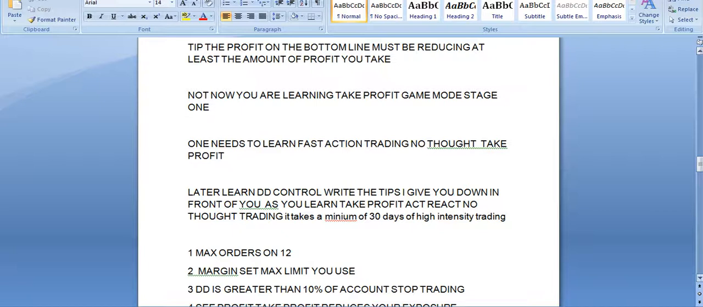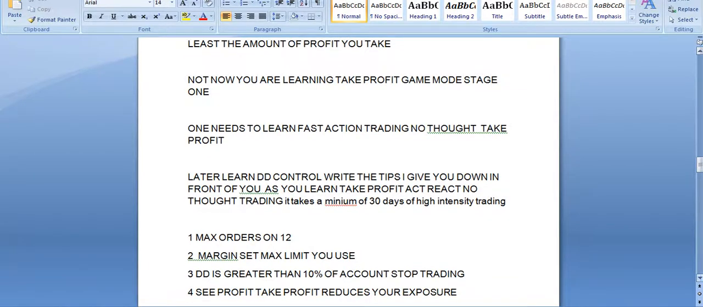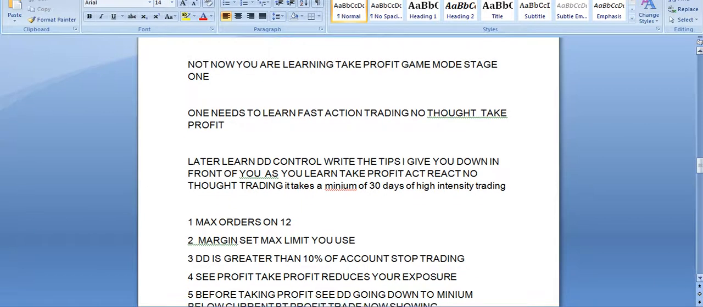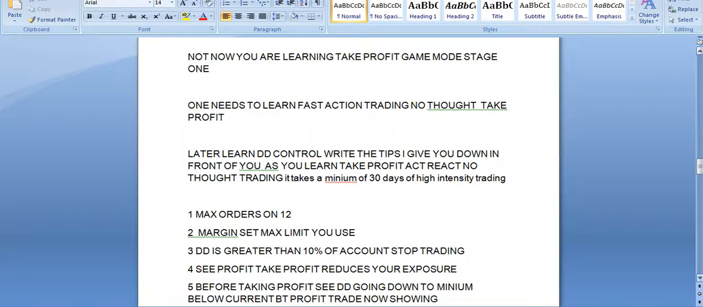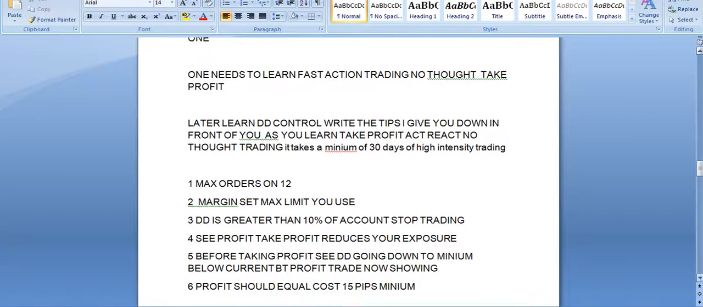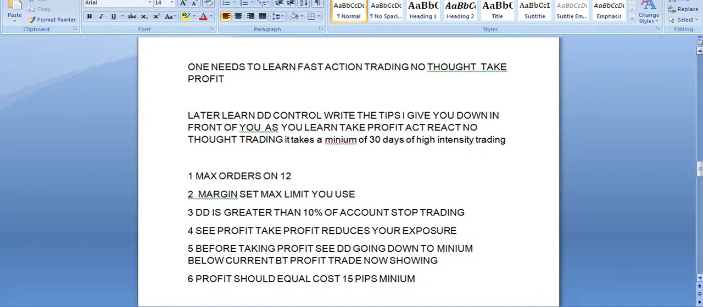Drawdown. If the drawdown is greater than 10% of the account, stop trading. See profit. Take profit. Reduce your exposure. Before taking profit, see drawdown going to a minimum below current. You saw that. I just showed you that. Really important points. Profit should equal cost, 15 pips minimum.